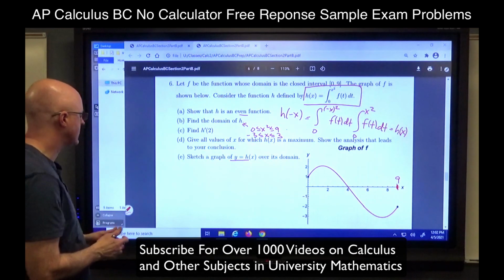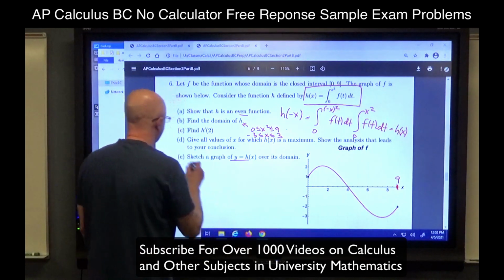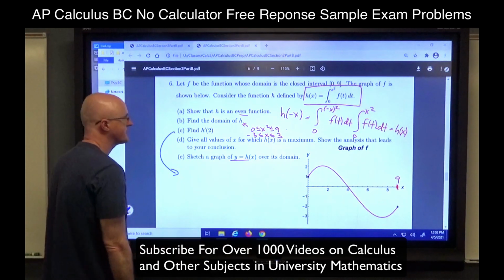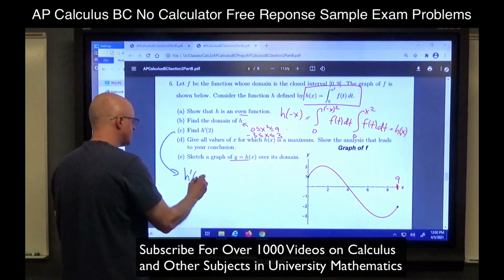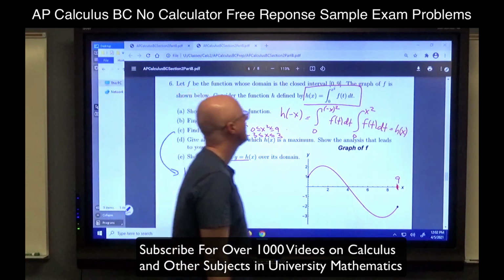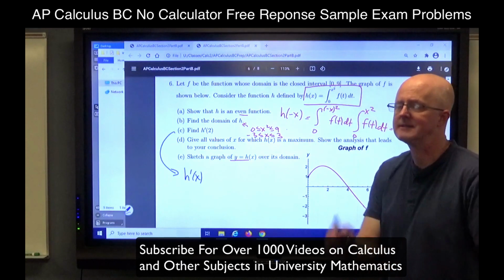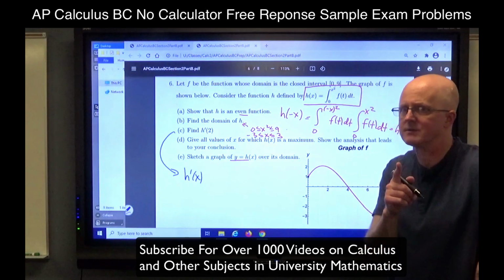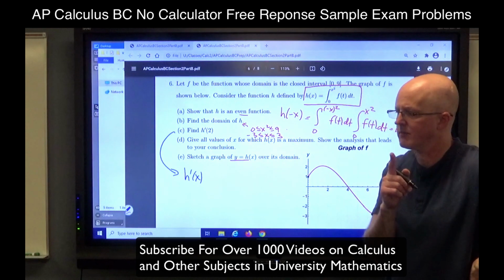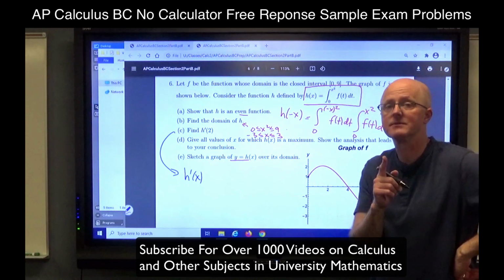Find h prime of 2, that's part C. Well, let's first find h prime of x. How can we differentiate this? Fundamental theorem of calculus. Not the one where you use it to evaluate integrals, but rather the part where you use it to construct antiderivatives.